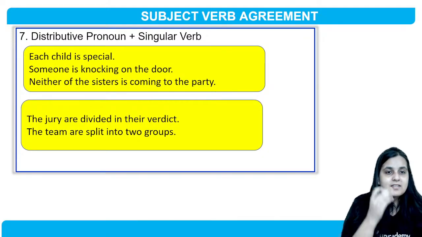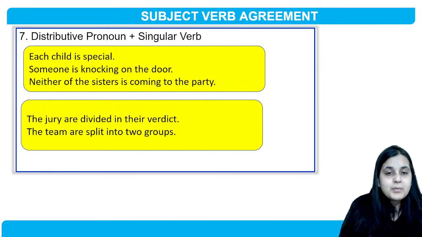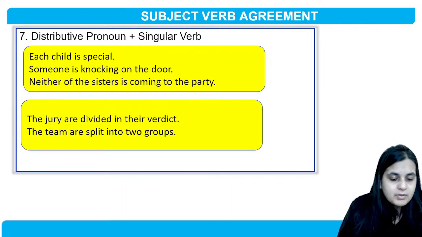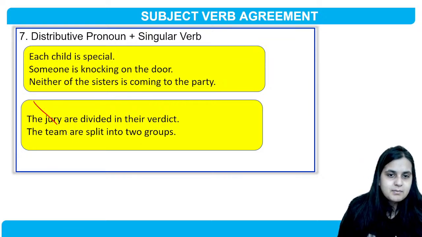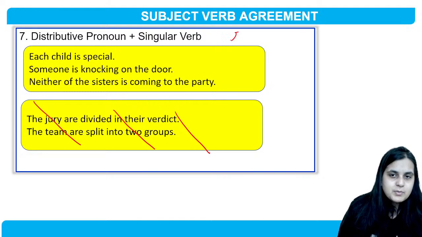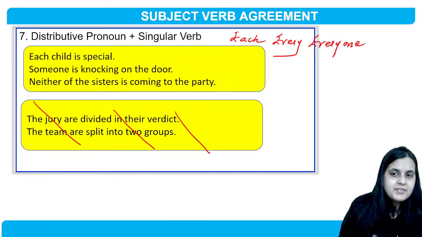Okay, then we discussed the 9 and the 9-5 rule. Remember, we stressed a lot about this in our pronouns class. So distributive pronouns, sorry guys, this carried forward from the previous slide by mistake. Distributive pronouns, which were the distributive pronouns we discussed? Each, every, right, everyone, everybody, correct? Do you remember this?